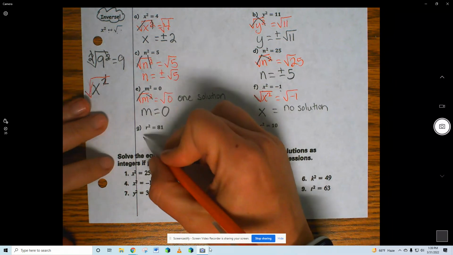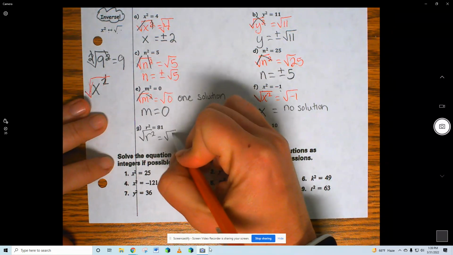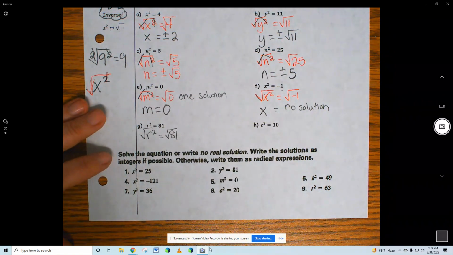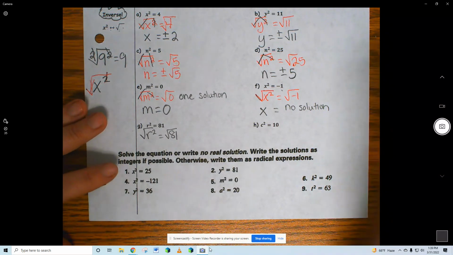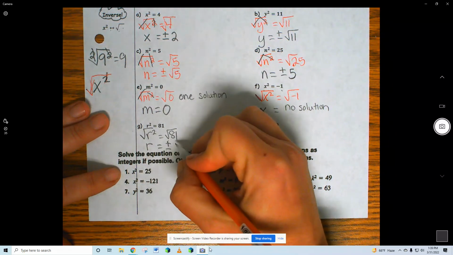All right, 81. Square root both sides. 81 is a perfect square. Out loud, what do you get? Plus or minus. But you're right, it is the 9.